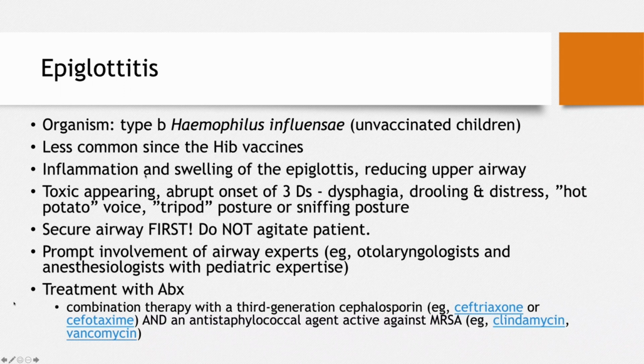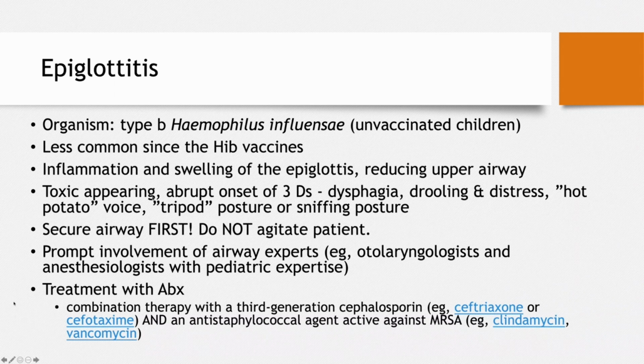So you get inflammation, swelling of the epiglottis, which, if you'll remember from anatomy, is that kind of flap that prevents food and liquids from passing down into the airway. And in this infection, it gets inflamed and swollen to the point that it essentially reduces the amount of air that can fit down our air pipe.